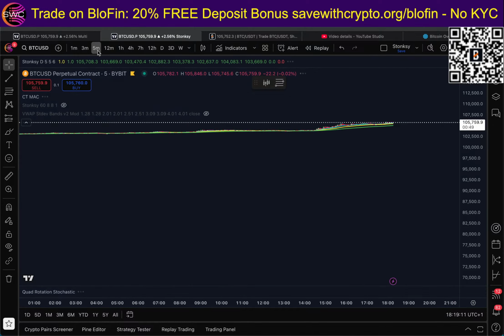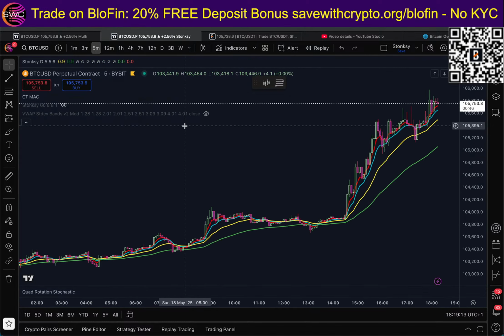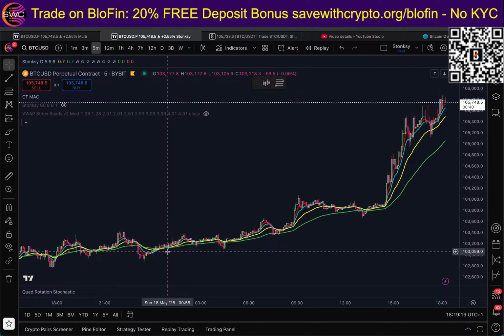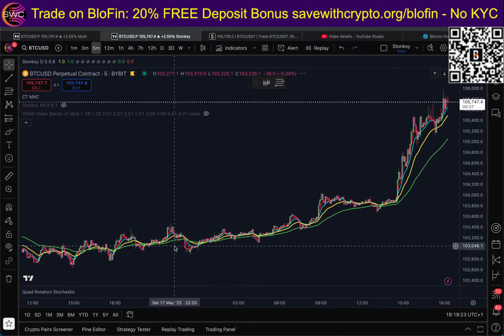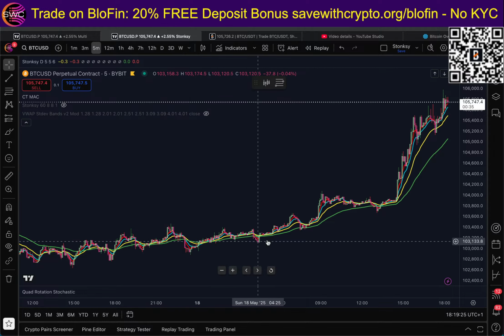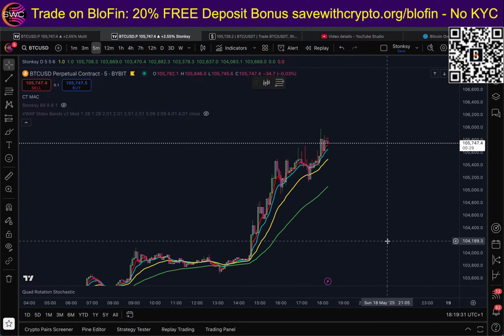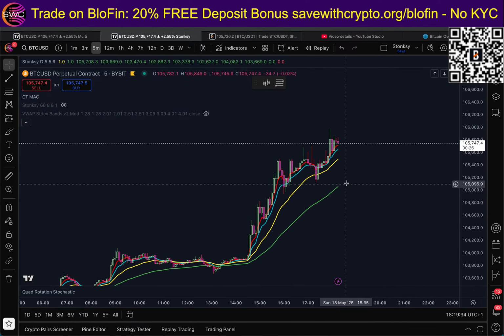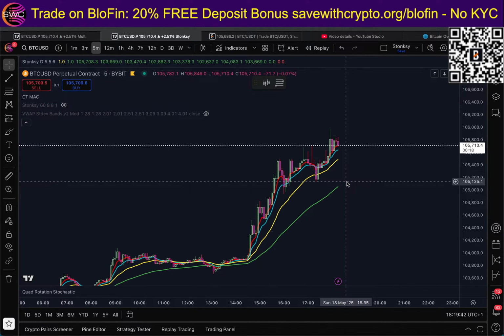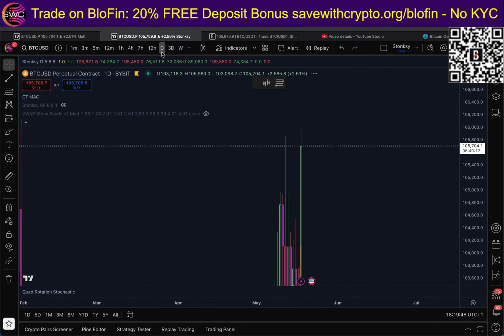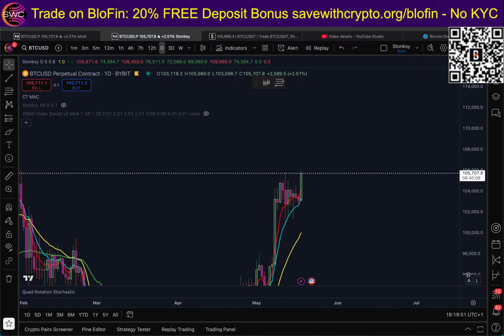So for example, if you look on the 5 minute, you can see here that we've actually been in a nice uptrend since about midnight last night, and it's been going up absolutely beautifully. And when you've got them in the correct order, which is red, cyan, yellow, green, that is a trend in motion. So the trend is up at the moment, certainly on the 5 minute, certainly on the 1 hour, and certainly on the 1 day as well. It's looking absolutely amazing.